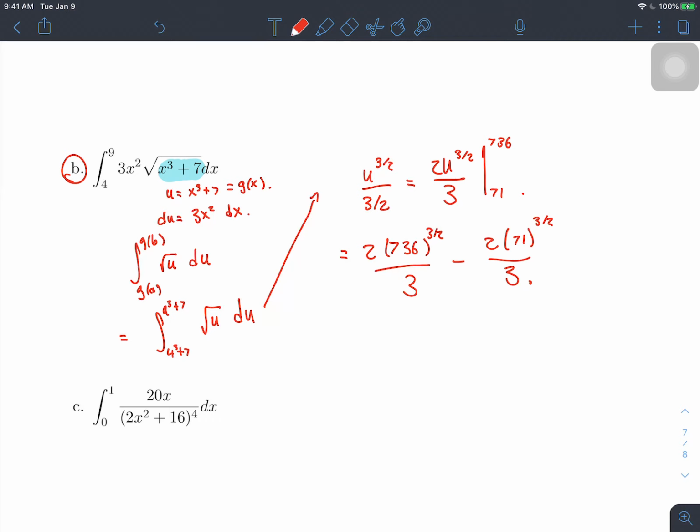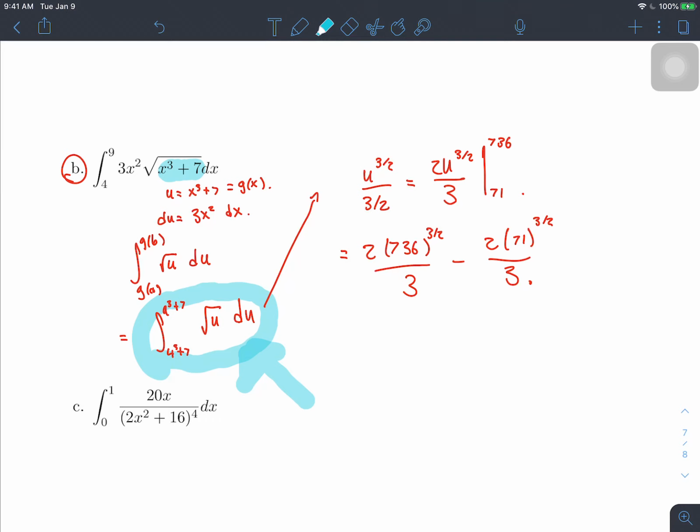So that's how we do method number 1. Notice, once I got to this step right here, once I had everything in terms of u, including the bounds, it was kind of like I was starting a whole new problem. It's like I imagined that they just asked me this instead of the original problem, and that's a problem that I already know how to do.